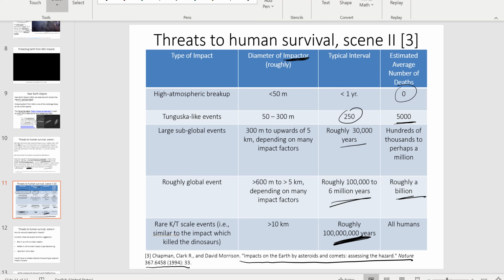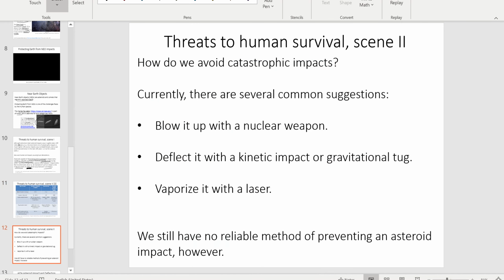Let's talk about some of the mitigation strategies. In other words, how do we deal with an asteroid that is impacting Earth in the future? Suppose we know that there's a 10-kilometer asteroid on our way. It will be here in maybe 10 years. We'll be lucky if we have 10, 20 years to prepare. How could we prevent it from hitting Earth?